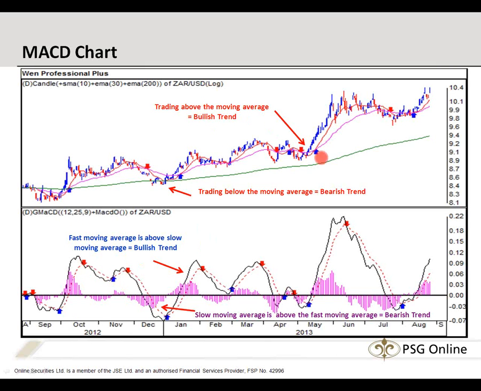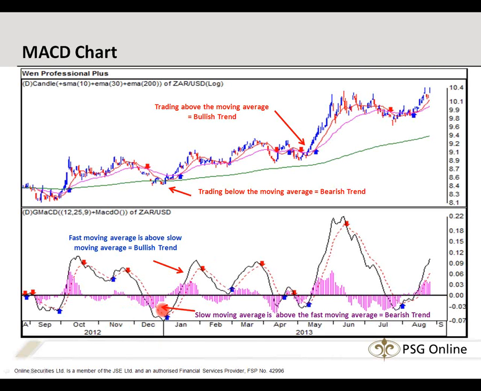Okay. So yeah, we've got the price trading above the moving average. If it's trading above the moving average, the trend is bullish. You can see the trend is up. The other trend is trading below those moving averages, the 10 and 30-day moving average. And the trend is bearish. We've got a downtrend.